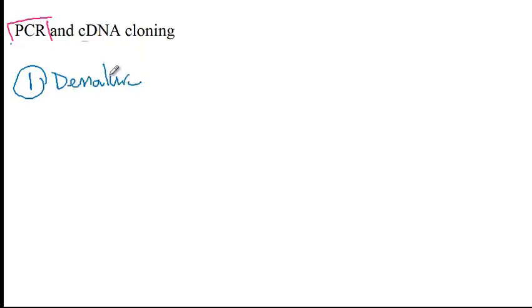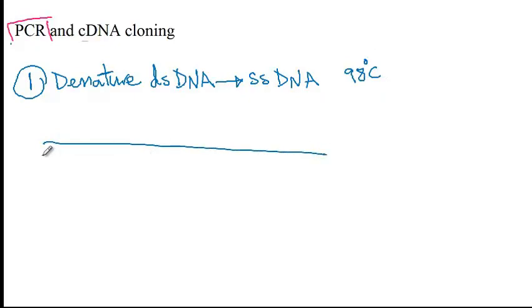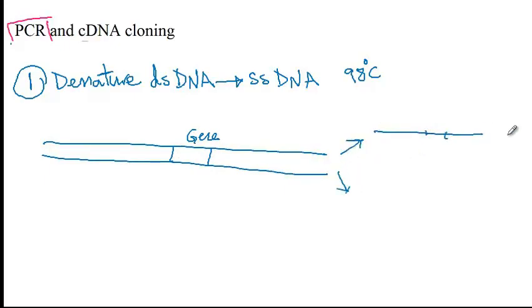strands. So denature double-stranded DNA into single-stranded DNA by heating the solution to 98 degrees centigrade. So now here was our cDNA with gene of interest that was right here. It's now going to split into two. And these are all single-stranded DNA molecules. In the next step, so this was 98 degrees C.